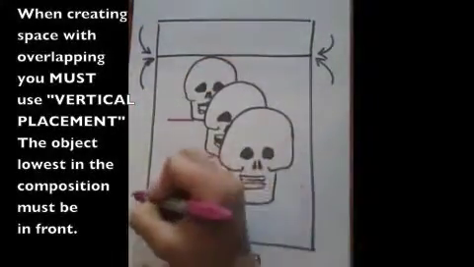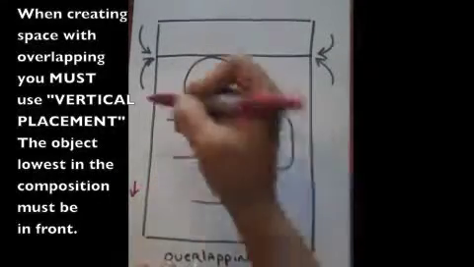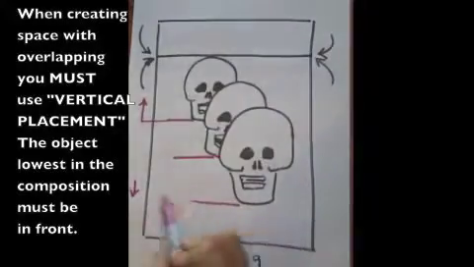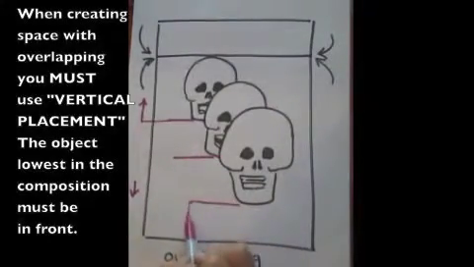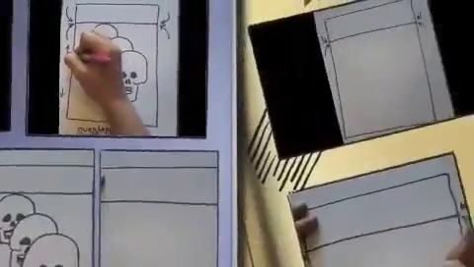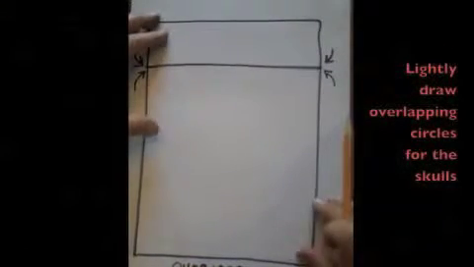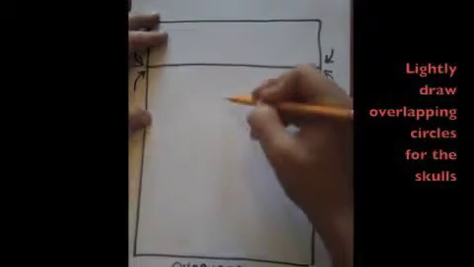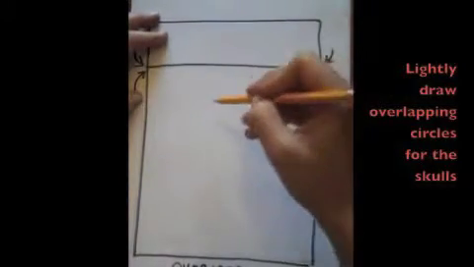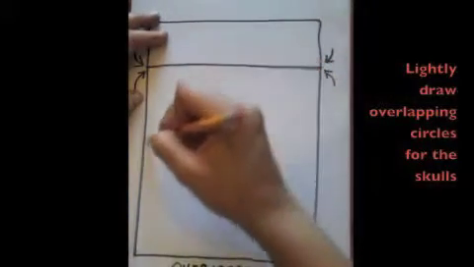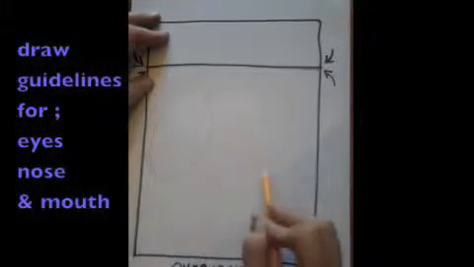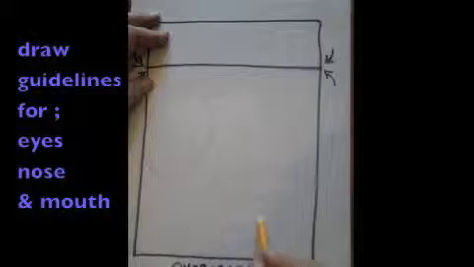And this is what I'm talking about when I say when creating space with overlapping, you must use vertical placement. The object lowest in the composition must be in front. So begin by drawing, and right now I want you to be watching. Don't start yet. I'll play the entire video again for you. So begin by making 3 ovals that are overlapping. Draw guidelines for the eyes, nose, and mouth.